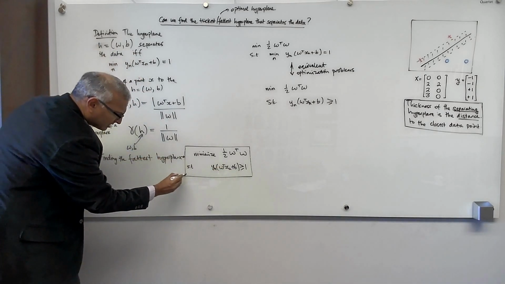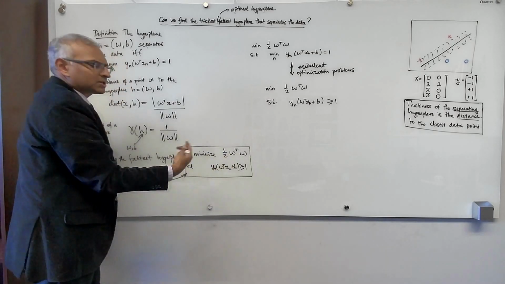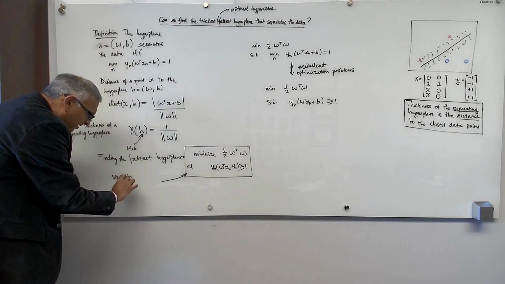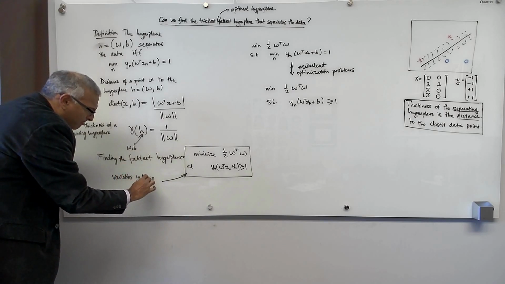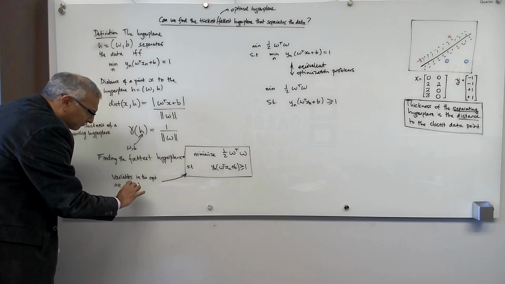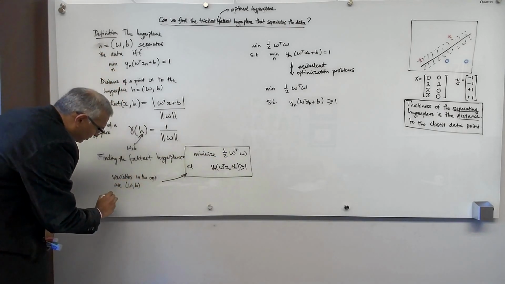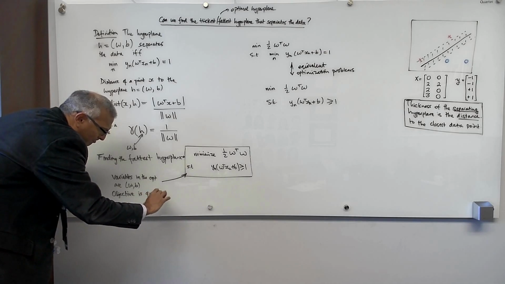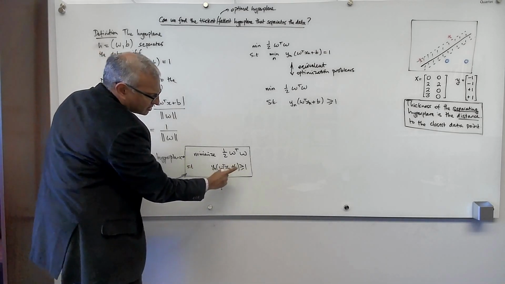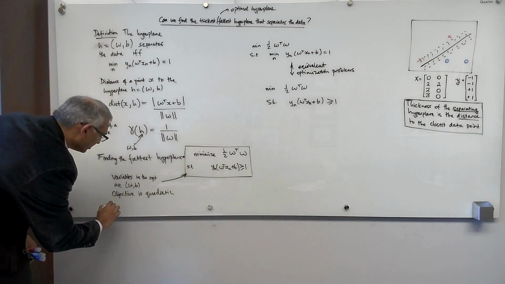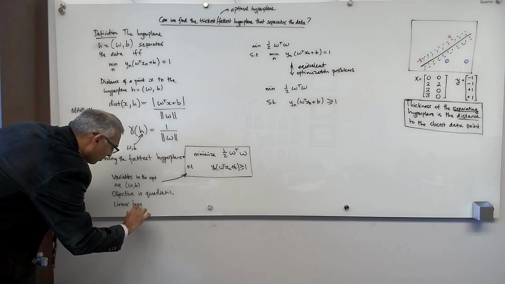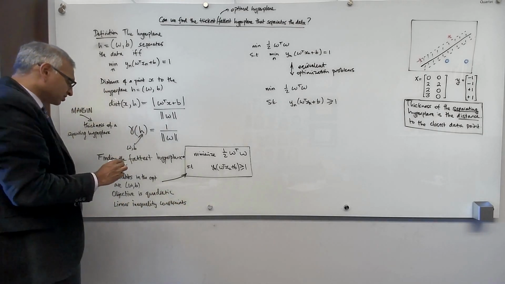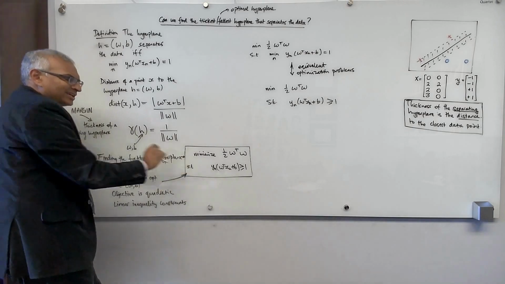So here, let me make some observations. What we're minimizing, so what do we have to choose? We have to choose W and b. So my variables in the optimization are W and b. Let's look at what we're minimizing. That's called the objective. The objective is quadratic. And the constraints in terms of W and b are linear inequality constraints. So this is a quadratic optimization problem with linear inequality constraints.